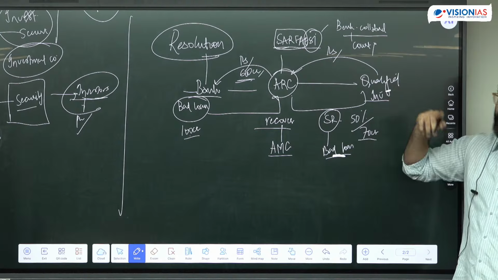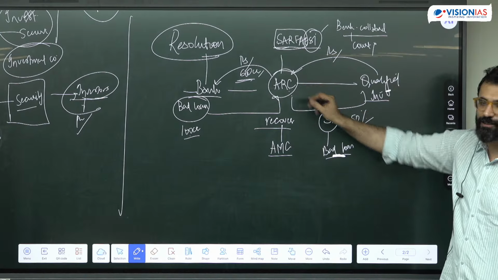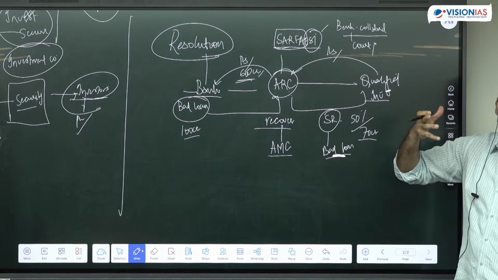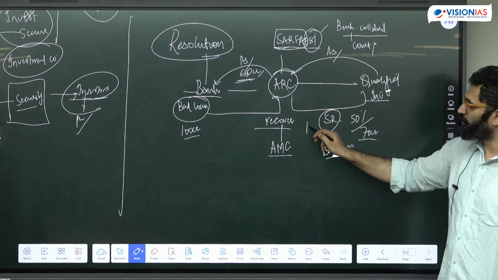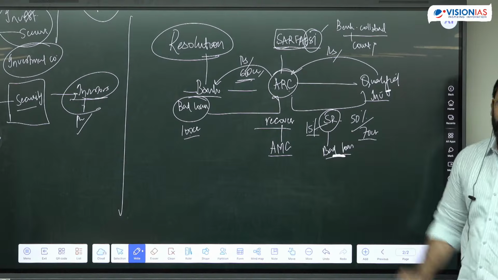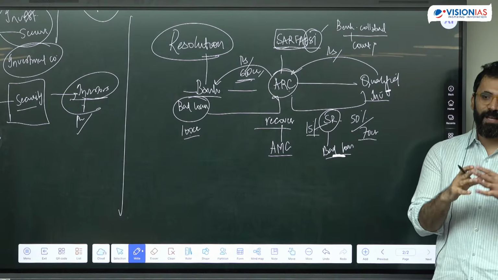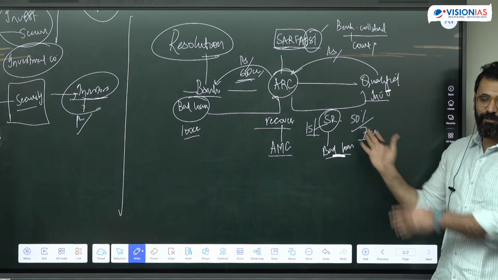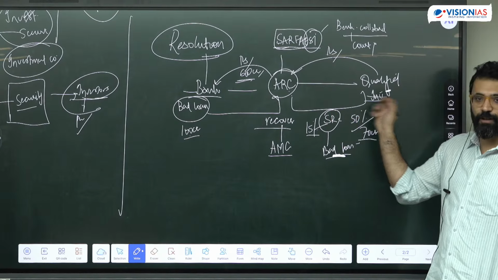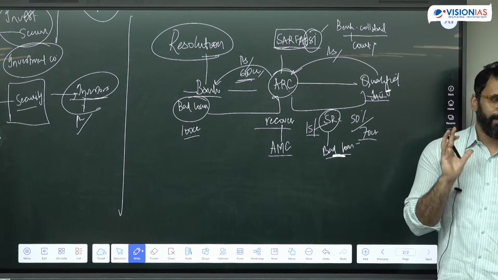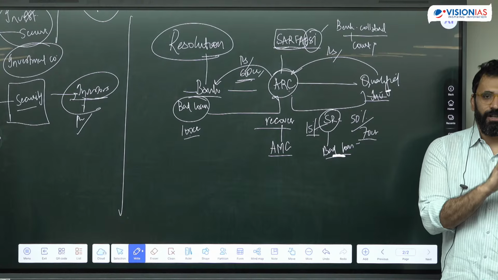In order to create value for ARCs also, why should I do this? Because the only thing which I am getting is the margin. The RBI said you have to invest 15% of your money in these receipts, so that you have a benefit in recovering value. 15% of this value will go to you also. This is where the investor will also come in. This model did not succeed a lot in India.